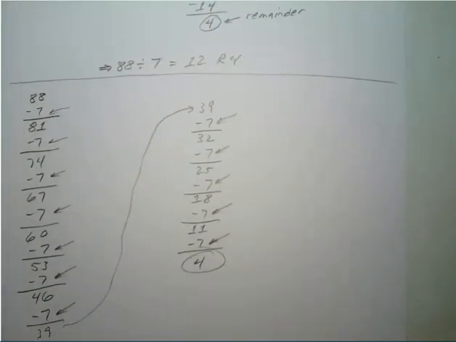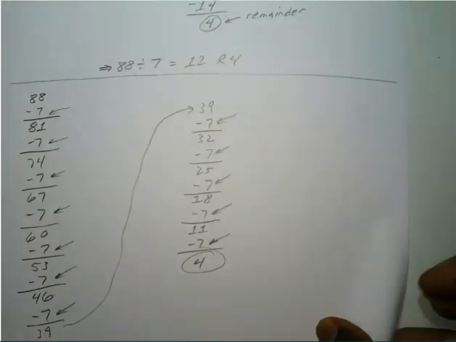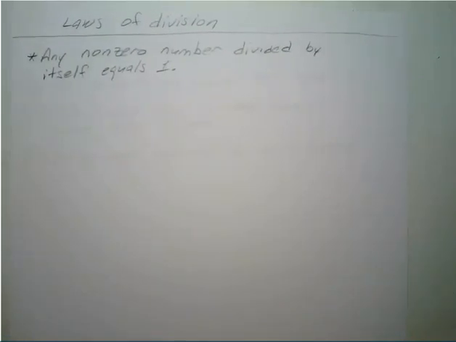Okay, so that's just a little concept reminder there, just to show you what we're dealing with. All right. So if you're still writing, feel free to press pause, but we're going to go ahead and move on to our next page. And this shows our laws of division. Okay, now our first law of division is any number divided by itself equals 1.